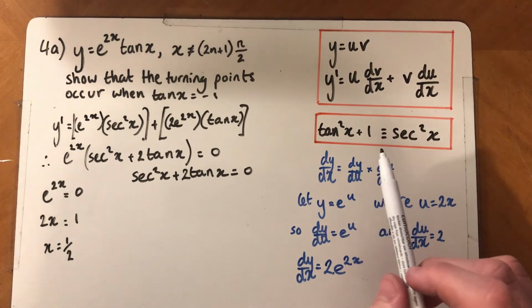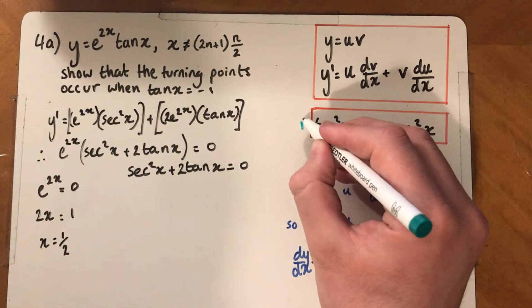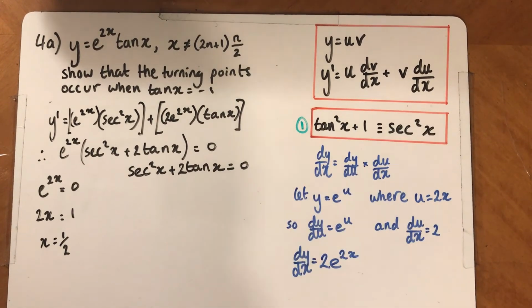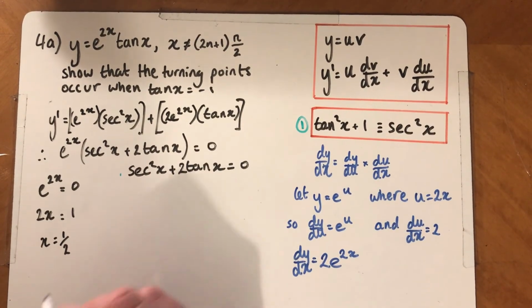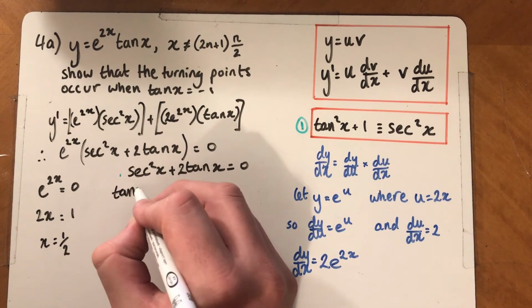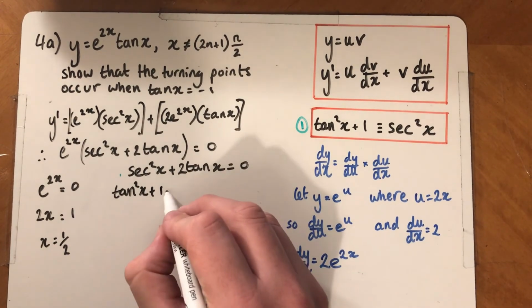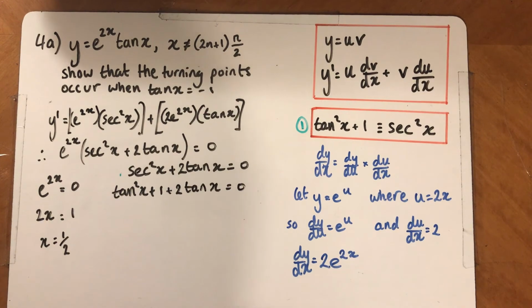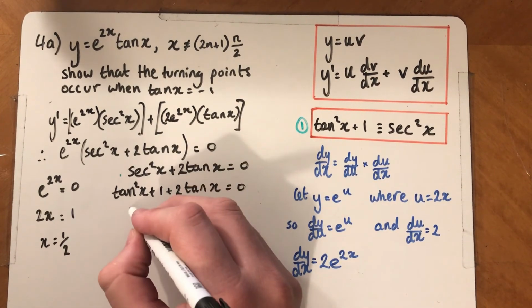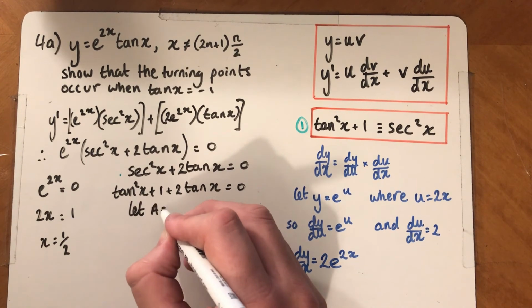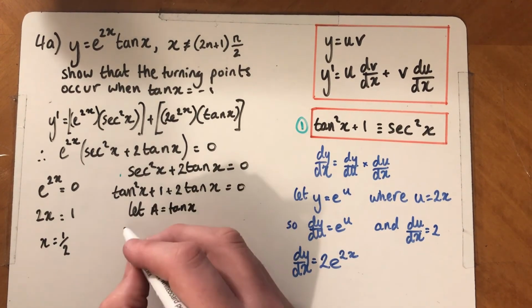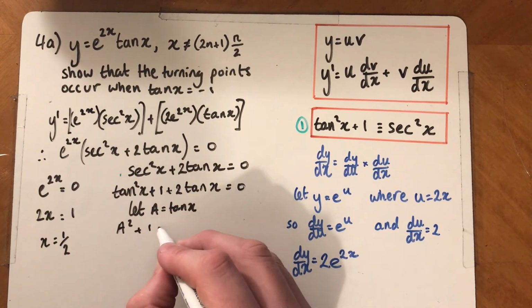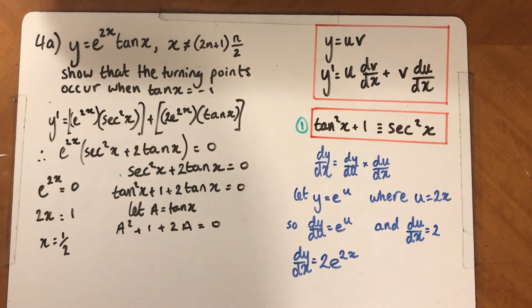So we can name this equation 1, and we can substitute equation 1 into here. Identity 1: sec squared x is identical to tan squared x plus 1, and we still have plus 2 tan x is equal to 0. Okay, so I'm going to make a little substitution here to make things easier. Let a equal tan x, so we therefore have a squared plus 1 plus 2a is equal to 0.